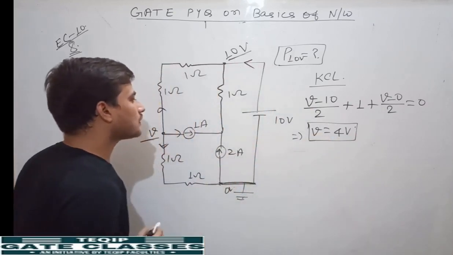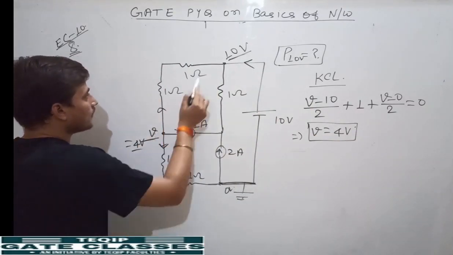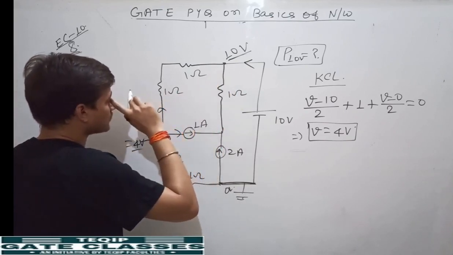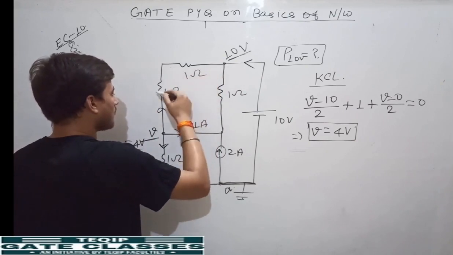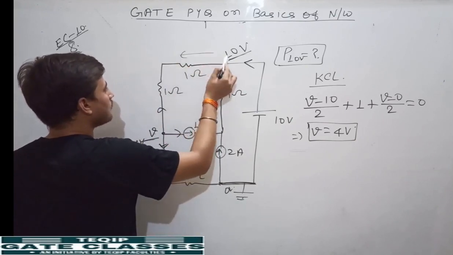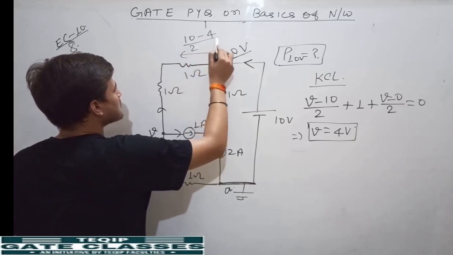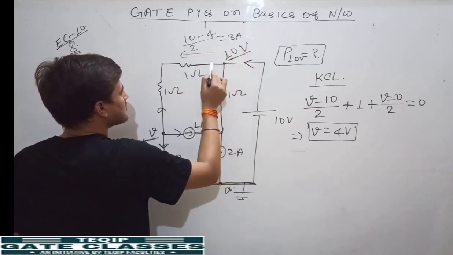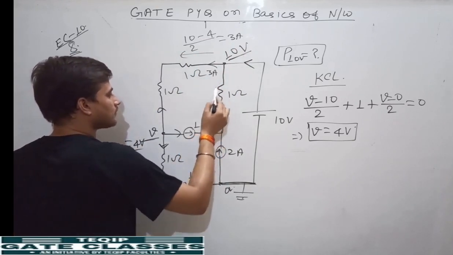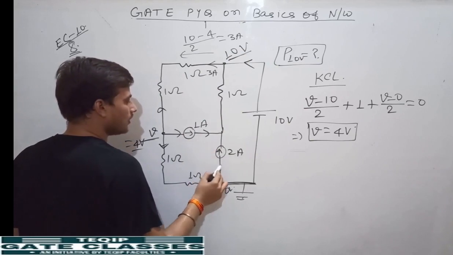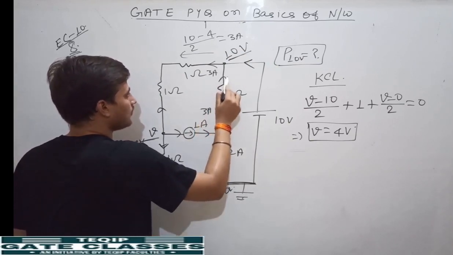Once you got the value of V equal to 4 volt, that means this potential is 4 volt. Here the potential is 10 volt. So now the current flowing through this one will be equal to (10 minus 4) divided by 2, that means 3 ampere. That means this current is 3 ampere. Now come to this branch. Here it is 1 ampere, here it is 2 ampere. Total current will be 3 ampere.